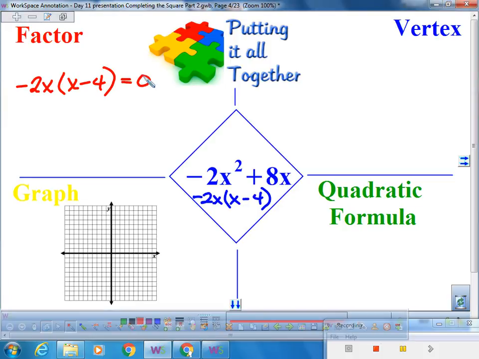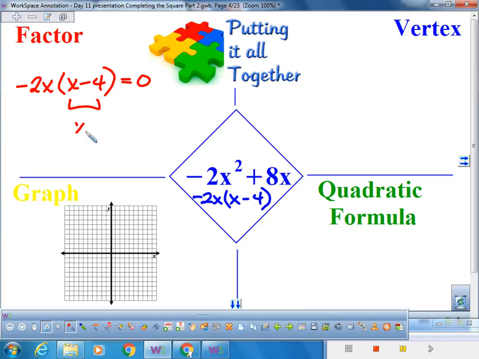What does this tell me? Technically, I should always be putting a 0 there because I'm finding zeros. It tells us the x-intercepts. So what are my x? This one is obviously x equals 4. What about this one? What do we do with this one?